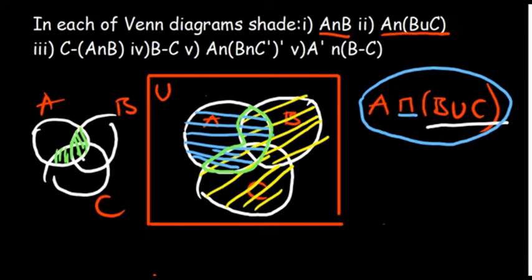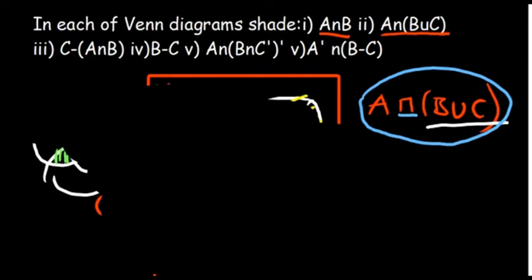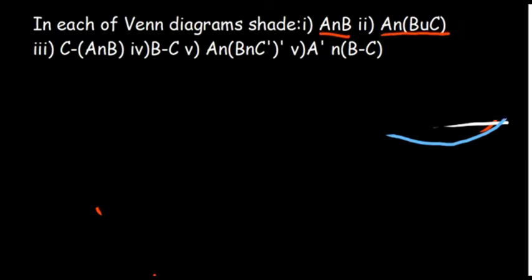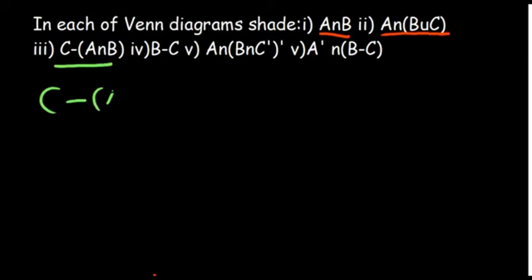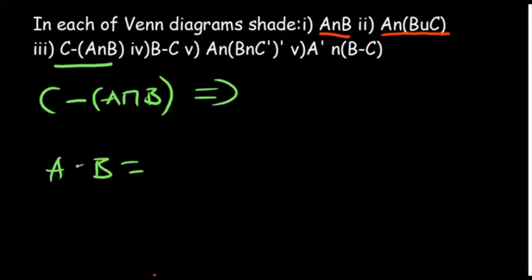Okay, let's move on to the third one. If you look at the third part, it is C minus A intersection B. That is our third question. So we have C minus A intersection B. So we need to understand that this is the same as what? Remember we said if you have A minus B, basically this is equivalent to A intersection B complement, because you're trying to talk about the region that is part of A and not in what? Not part of B. So you exclude the intersection of the two.